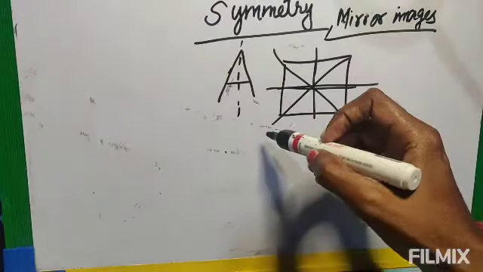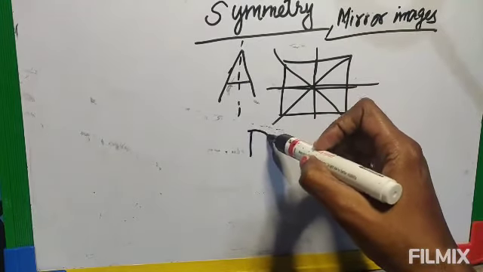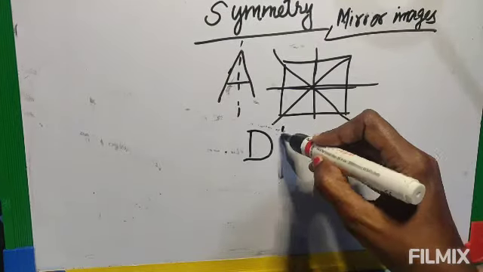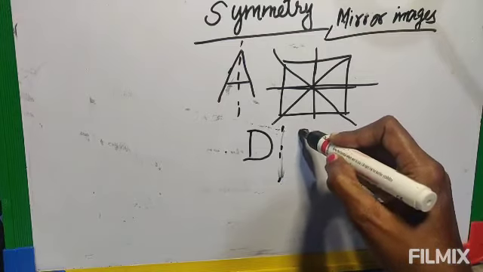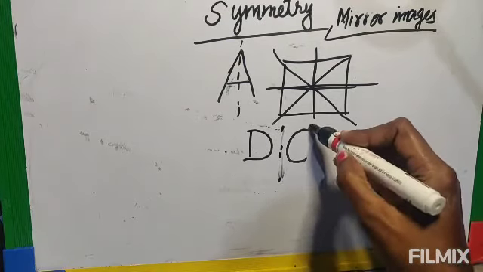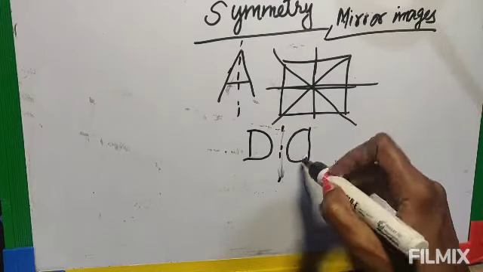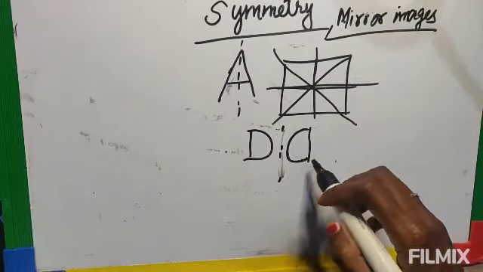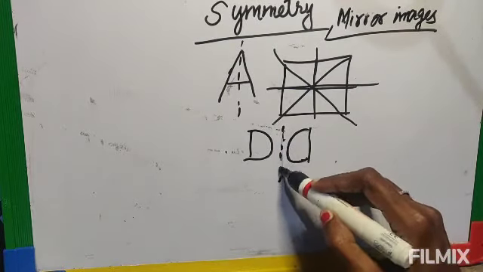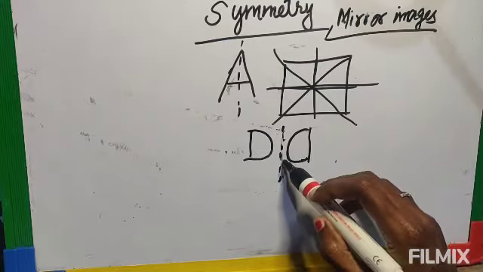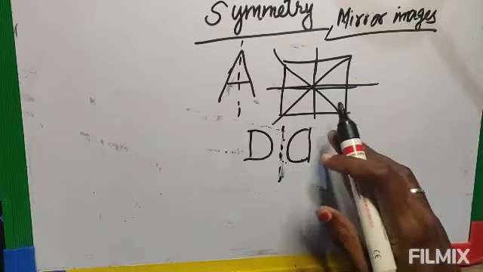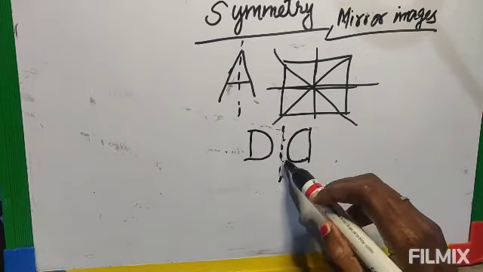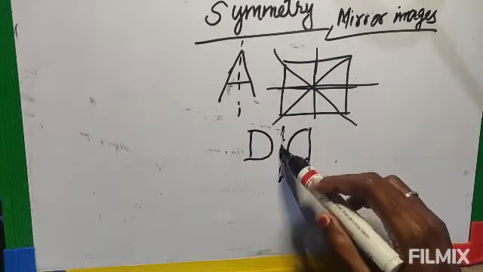Next one is the mirror image. Suppose D is written like this. If a mirror is kept here, then the D will look like this. Same figure, but it looks a little bit different. So this is called the mirror image. Actually it will be the same size, and the distance is the same. The shape changes, but they are at the same distance. That way the mirror shows the image.